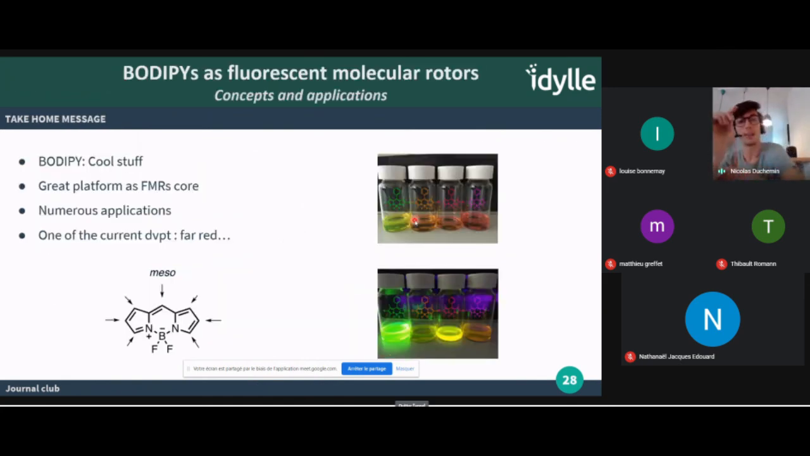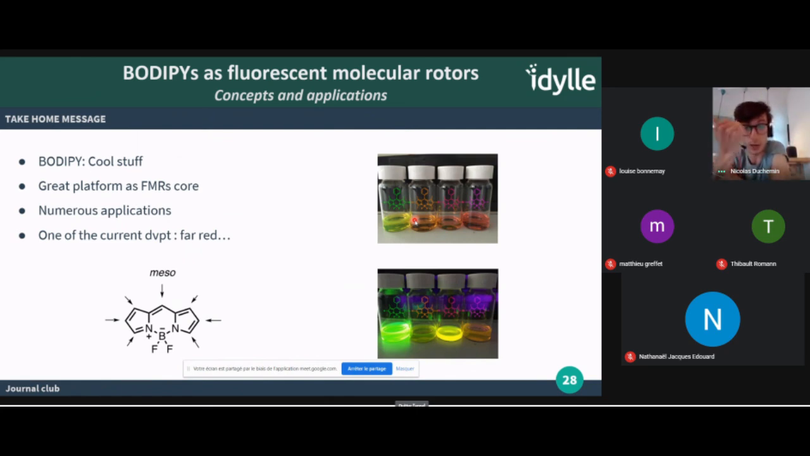So, take-home message, conclusion. The BODIPY, a very cool molecule, very nice, very, very versatile. You can do a lot of things with this. It's a great platform as a fluorescent molecular rotor core. You have numerous applications. So we talked about viscosity probes, but we also talked about how it can be used as a fluorogenic reporter. And we didn't talk about a lot of things, but however, I think we covered a bit of the field.